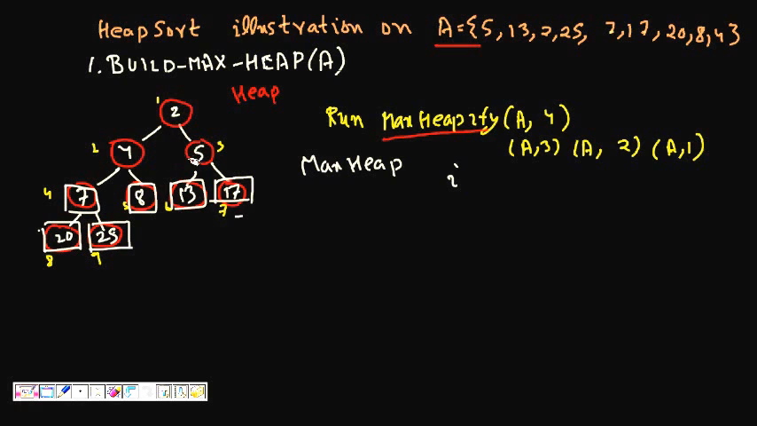So 2 is now less than 4 and 5. So we swap it with 5. So it will be 2 and 5, so it becomes now 5 and 2. So now max heap property is satisfied. 5 is the highest among the remaining elements.